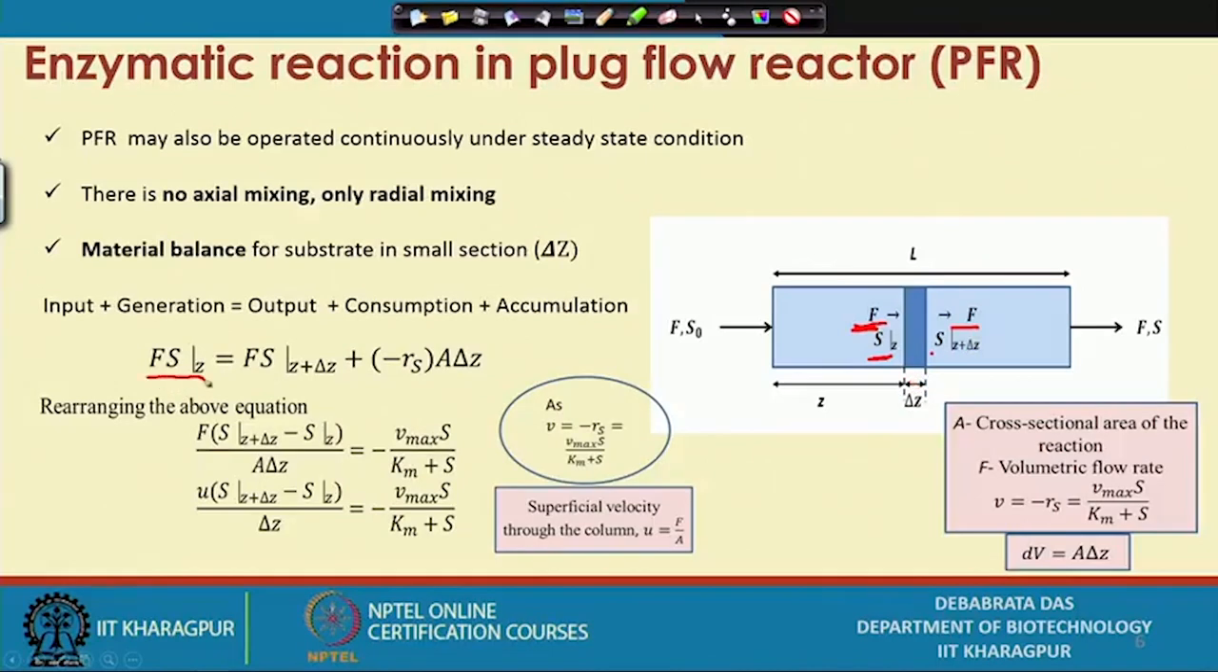So, I can write F into S(Z), that is the rate of input of substrate. F into S(Z plus del Z) is the output, and minus rS into the volume. A is the cross sectional area. If you multiply it by del Z, you will get the volume of this. This volume, I assume, is del V equal to del Z into A. A is the cross sectional area. So, this is nothing but the volume of the reactor, and if you solve it, it will come in this particular form.